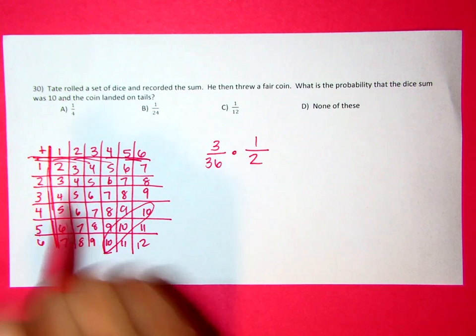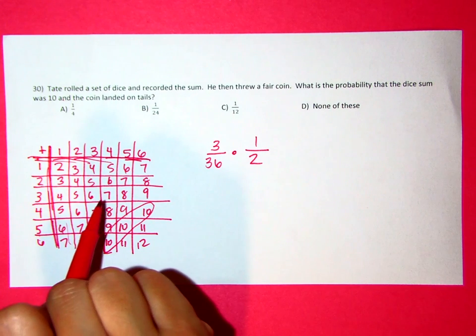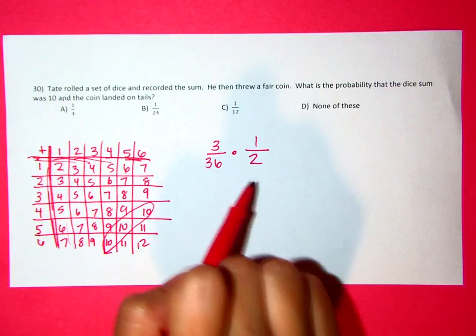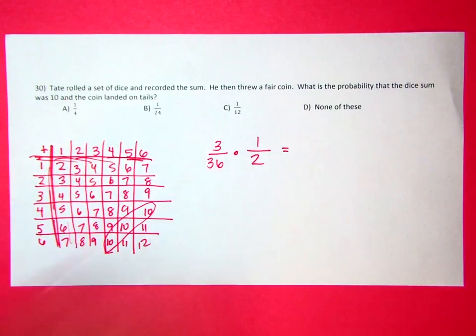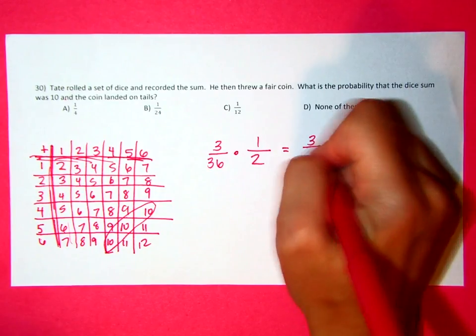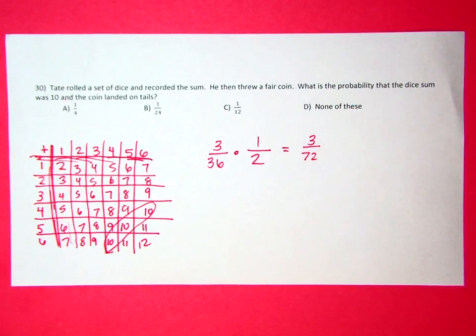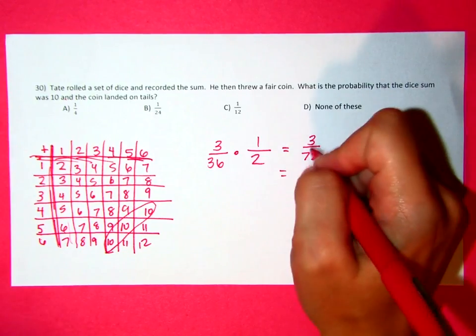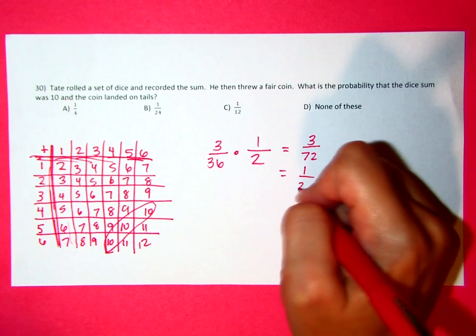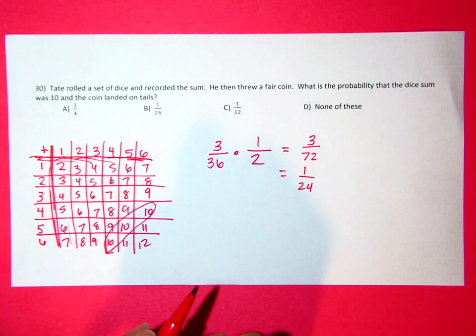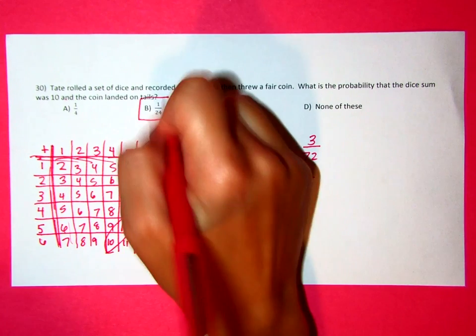Well, whatever happens on the dice has no effect as to what happens on the coin. These are independent events. So now you're ready to multiply straight across. So I would have 3 over 72, and then you want to take your 3 over 72 and simplify it. So when we do that, 3 goes into itself 1 time, and it goes into 72 24 times. So we're looking for a 1 out of 24 chance, which is answer choice B.